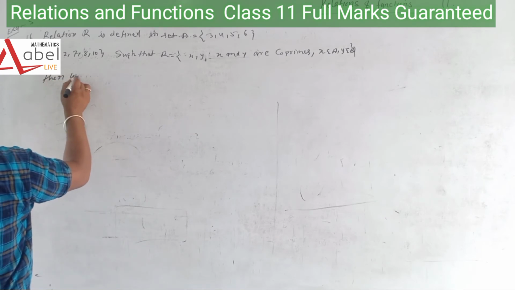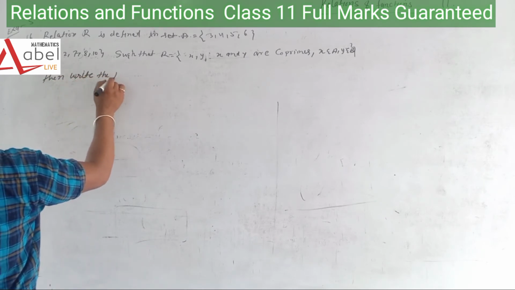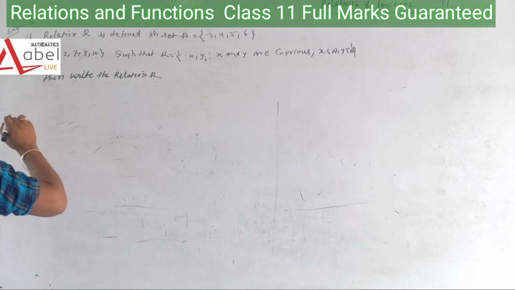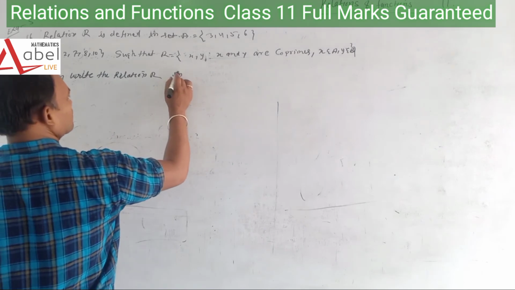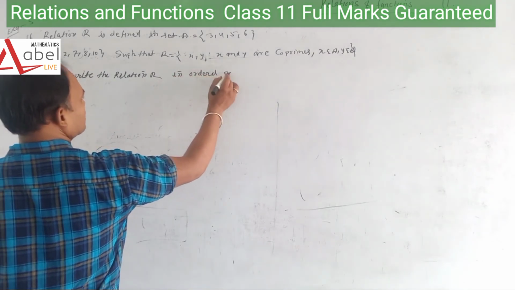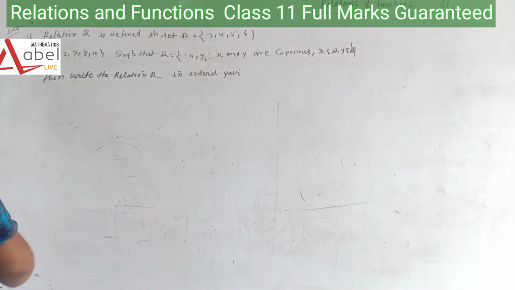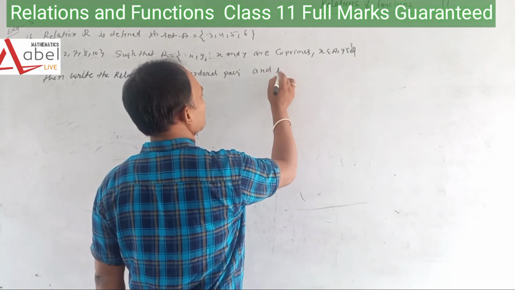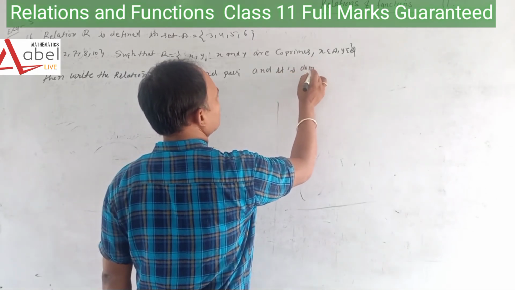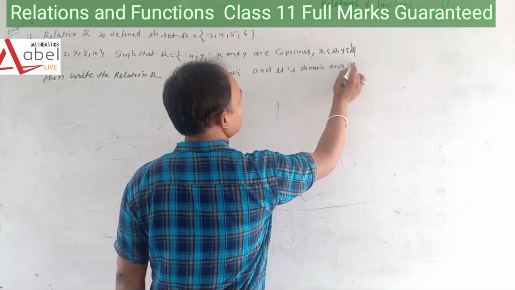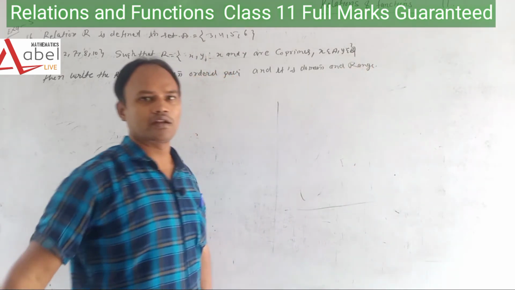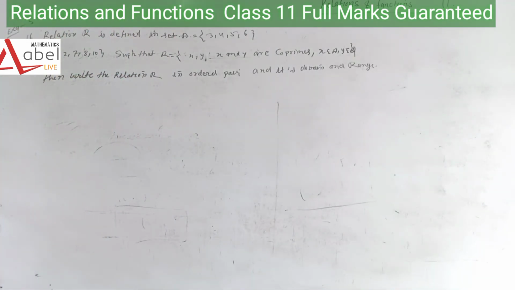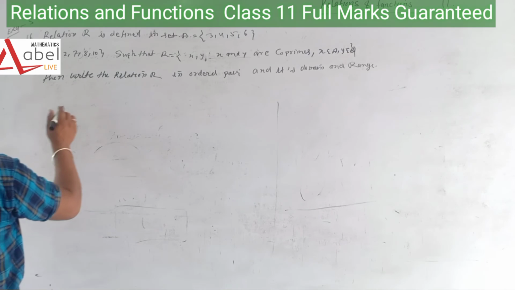Then write the relation R in ordered pairs, and also its domain and range. So how can we find these things? Let's see. When we talk about A, we can say that A equals 3, 4, 5, 6.